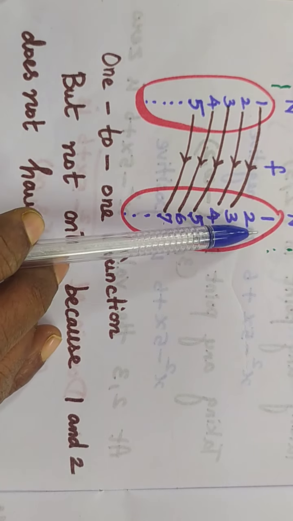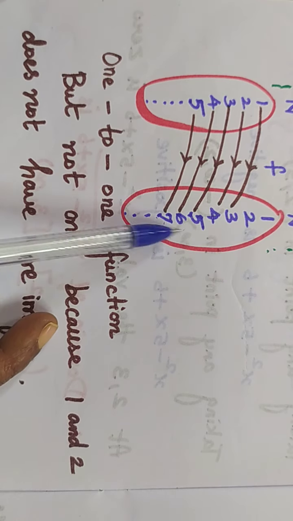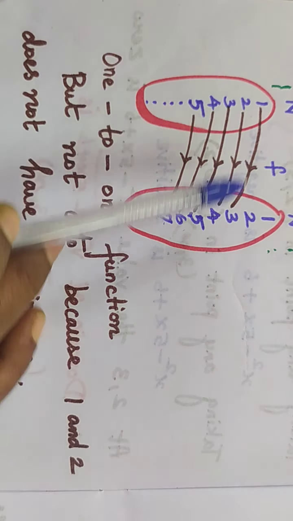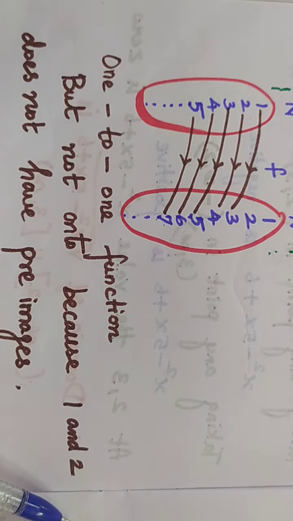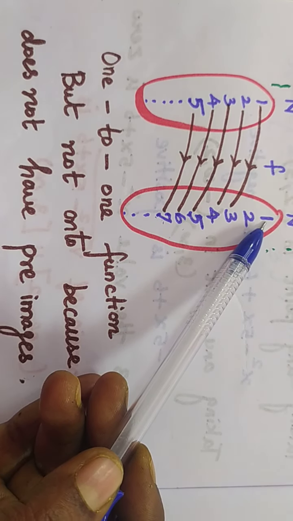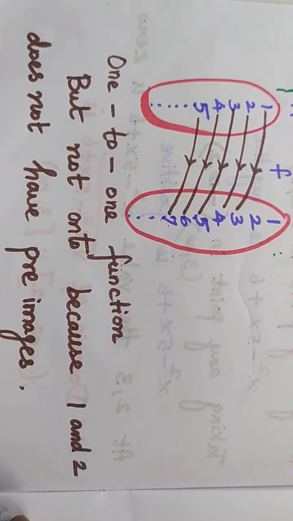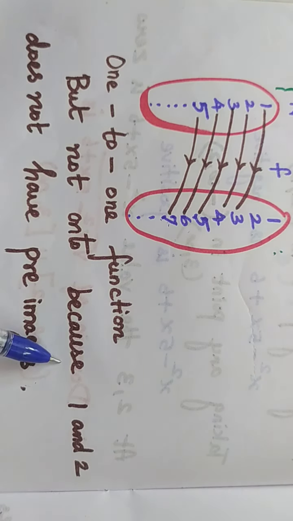All the elements that are in the codomain should be related to the domain, then only you can say it is an onto function. So these 1 and 2 are not related, and those two don't have pre-images. So we can say that the function is not onto because 1 and 2 do not have pre-images. So as far as the first one is concerned, it is a one-to-one function but it is not an onto function. Let us see the second one.